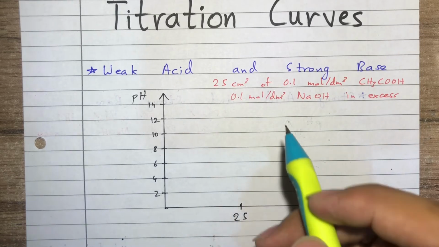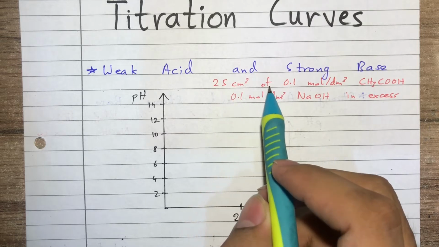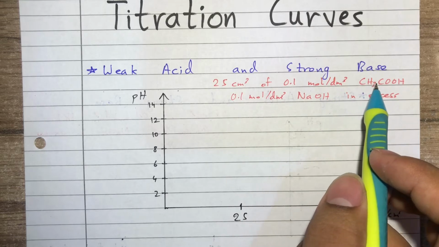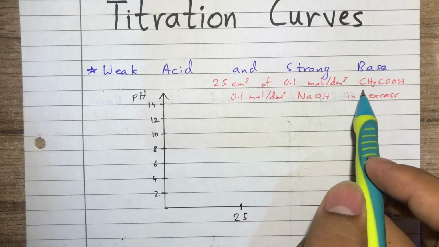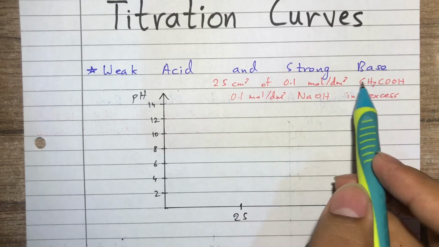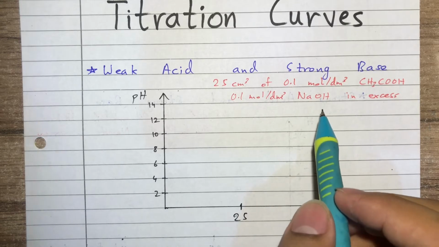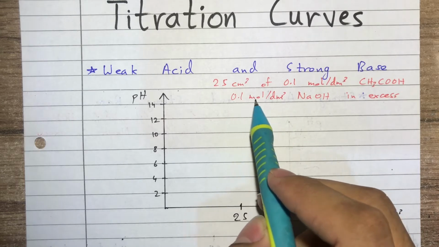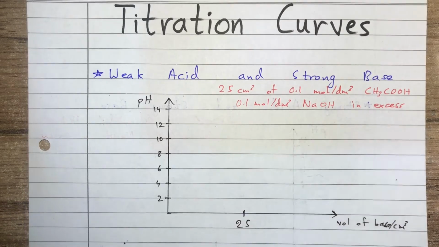So now over here the first thing to note is that the moles of ethanoic acid are 25 times 0.1 upon 1000, right? And the molar ratio, if we make the neutralization equation of these two, will have a ratio of 1:1 for ethanoic acid and sodium hydroxide. So when the moles of ethanoic acid and sodium hydroxide are equal, at that time the pH should be 7 because it will be neutralized. So that means that when the volume of NaOH is 25 cm cube, then the pH will be 7.